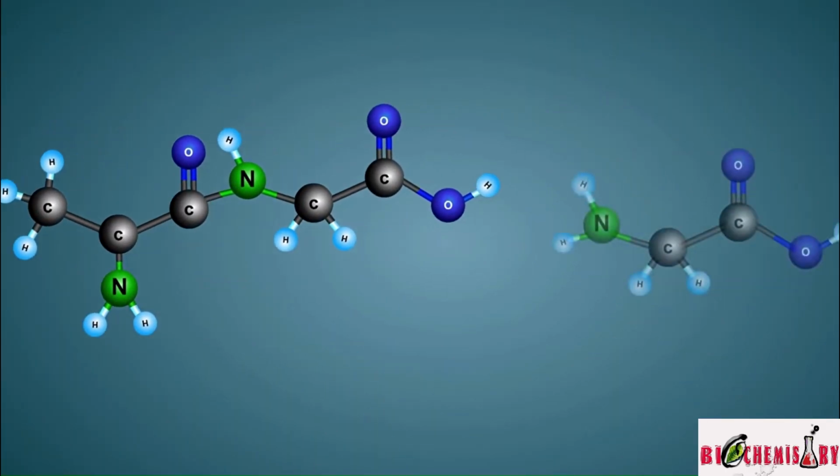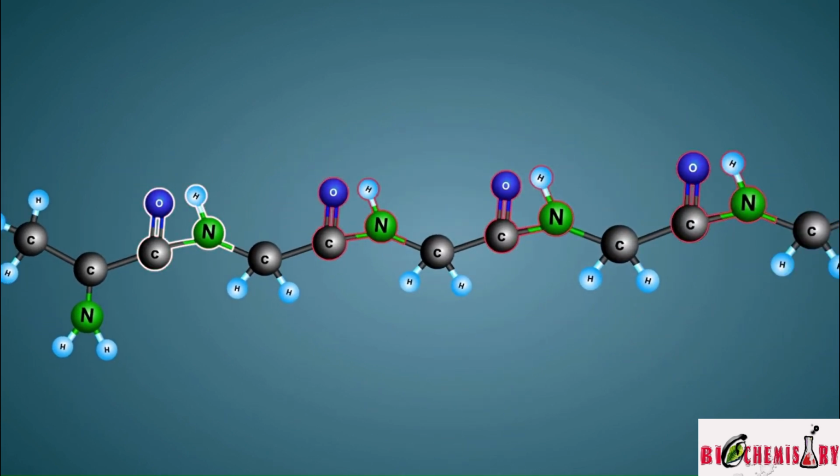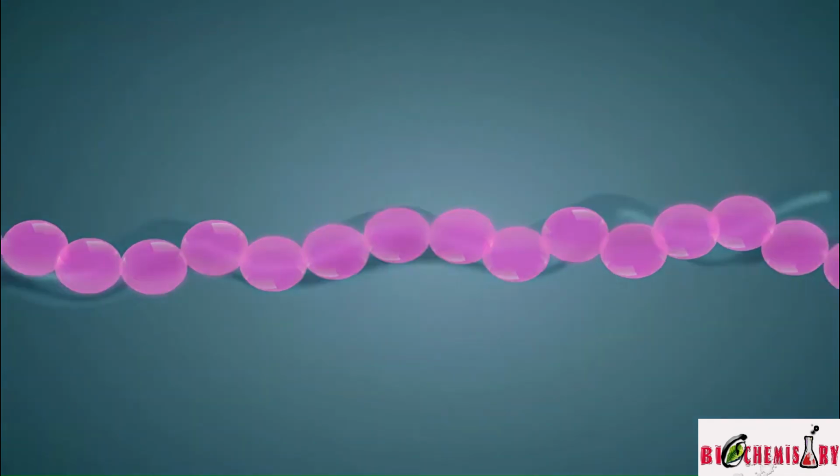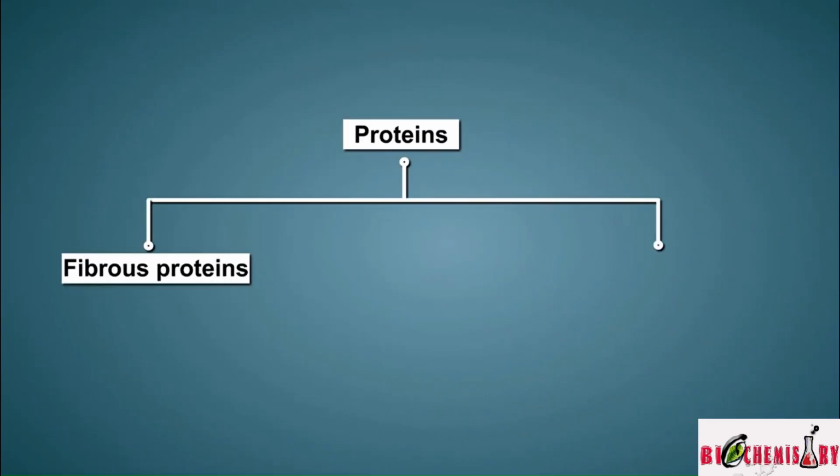Proteins are formed when a large number of amino acids bond together through peptide bonds. Depending upon the molecular shape of proteins, they can be classified as fibrous proteins and globular proteins. Let us study about them one by one.